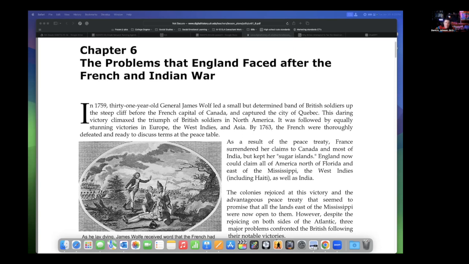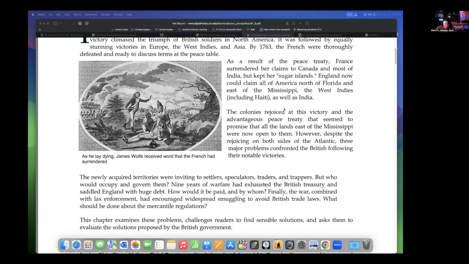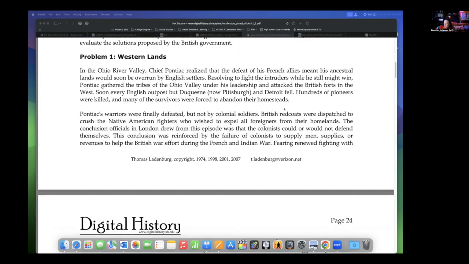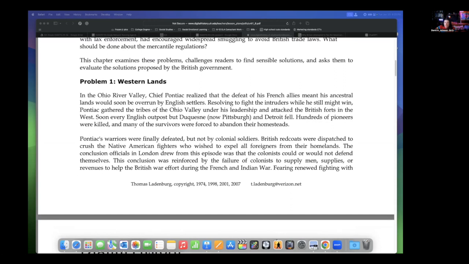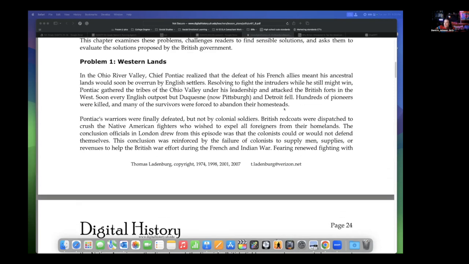We get to this activity set from Digital History on the problems that England faced. I'll talk about this again in a sec, but I'll do it here. We've got this piece on the problems that England faced after the French and Indian War, and it's a fairly accessible piece for kids. And really, we're looking at the problems piece. So if you have them read nothing else, if you share nothing else with them, these three problems, you could even cut each problem out and give them to different kids and do a similar activity as the perspectives activity from earlier in the unit.